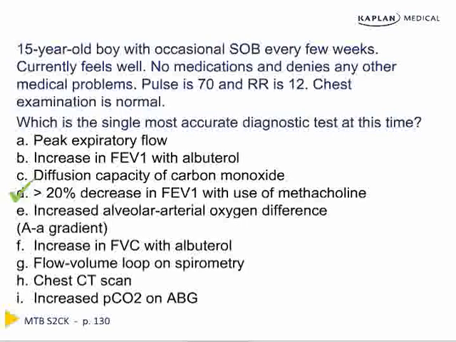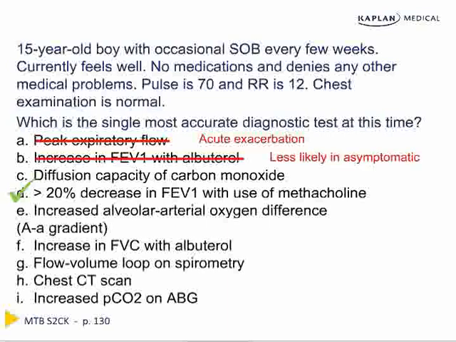Looking at the other answers which were wrong, peak expiratory flow is not going to help you very much if the patient is not having an asthma exacerbation. In fact, the peak expiratory flow may be quite normal. An increase in the FEV1 with albuterol, again, is not going to be likely in a patient who is asymptomatic.